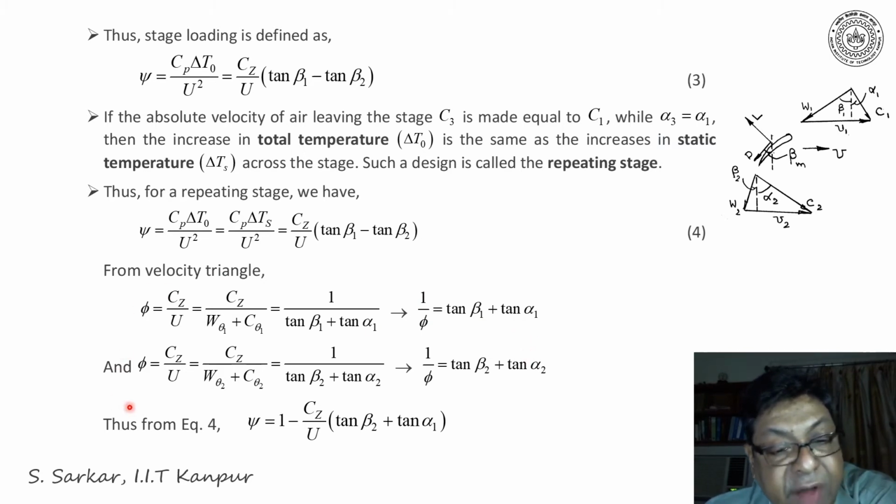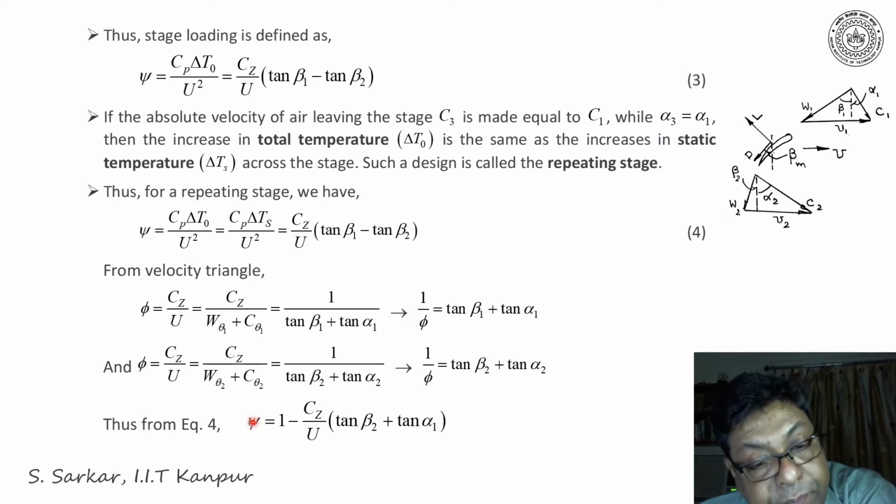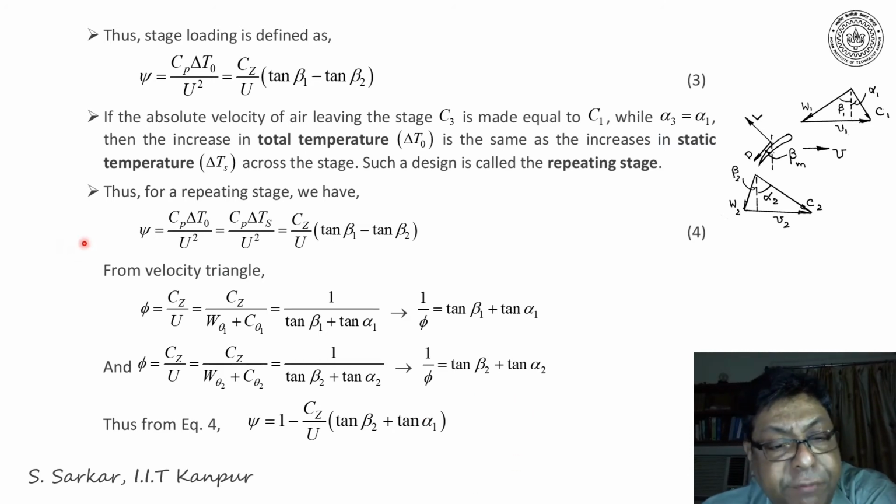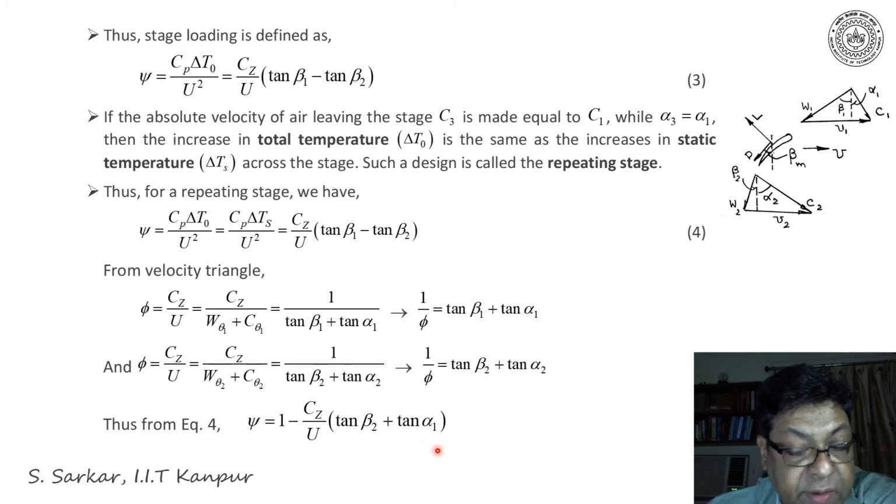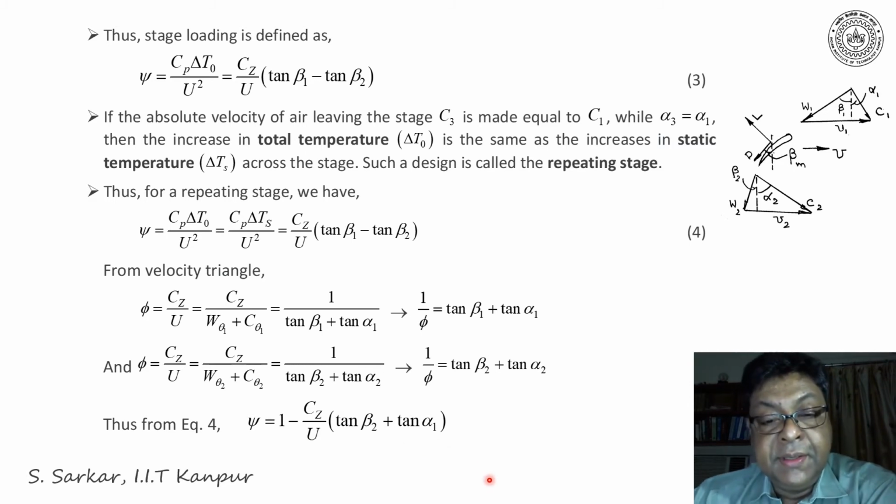Similarly, I can write phi is equal to Cz divided by W theta 2 plus C theta 2. This yields 1 by phi is equal to tan beta 2 plus tan alpha 2. Equation 4 now can be written as Xi is equal to 1 minus phi into tan beta 2 plus tan alpha 1. Cz by U is equal to flow coefficient phi.